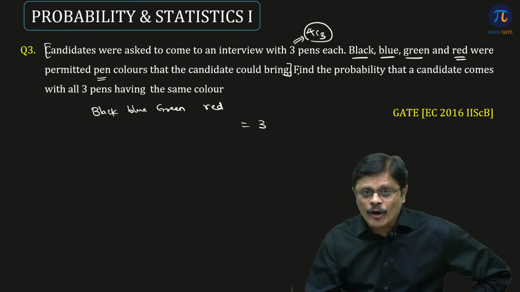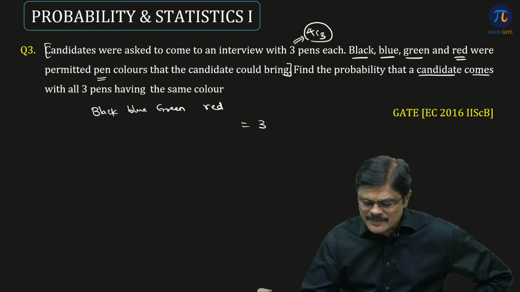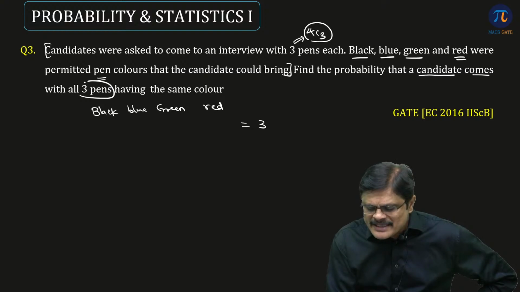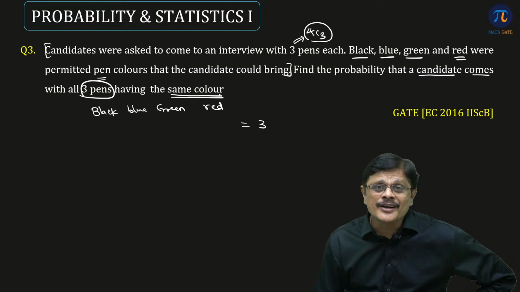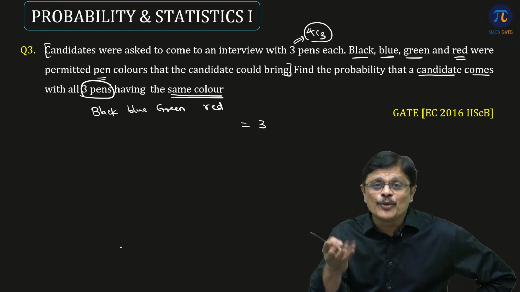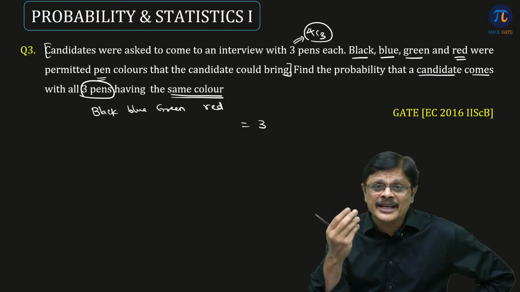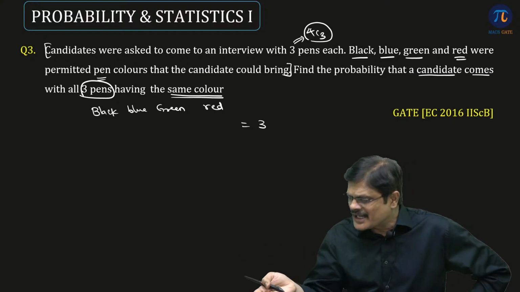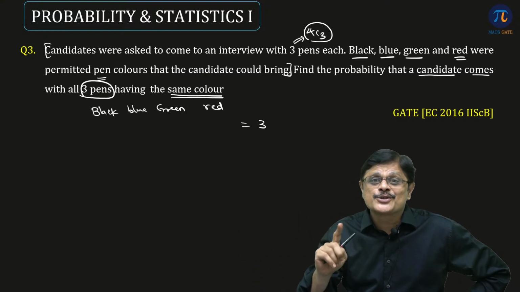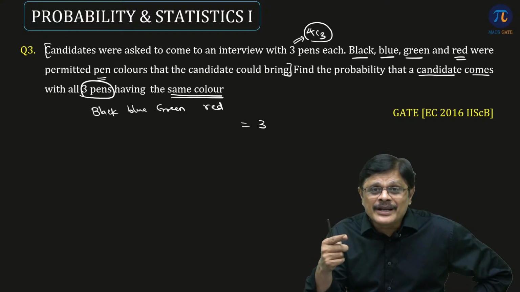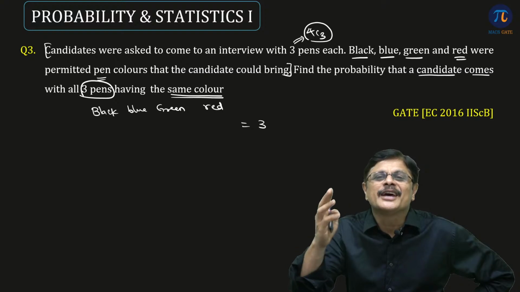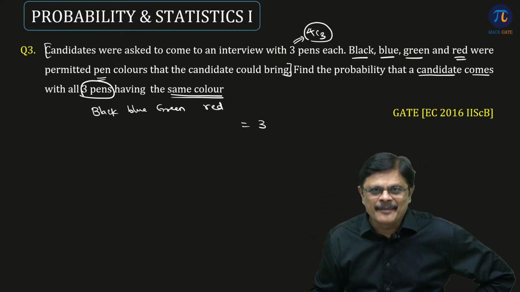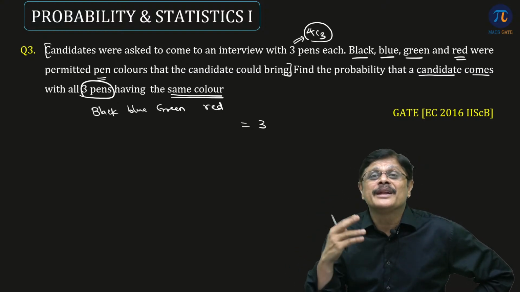But if you read the question carefully, it asks to find the probability that a candidate comes with all 3 pens having the same color. That means he may come with all 3 blue pens, or all 3 black pens, or all 3 green pens, or all 3 red pens. So he is asking for combinations with repetitions. Am I clear? So we need to find combinations with repetitions.